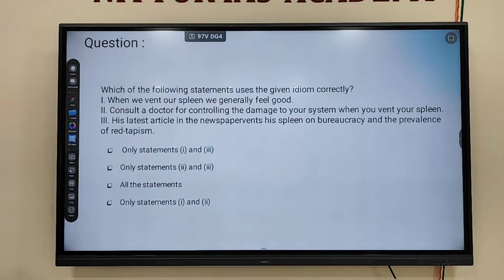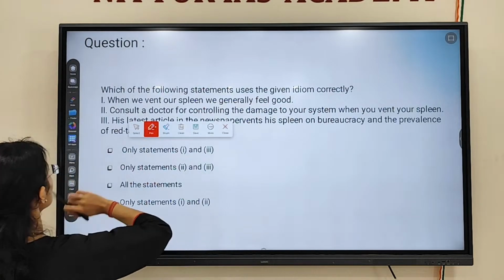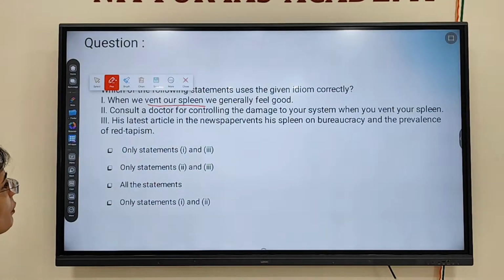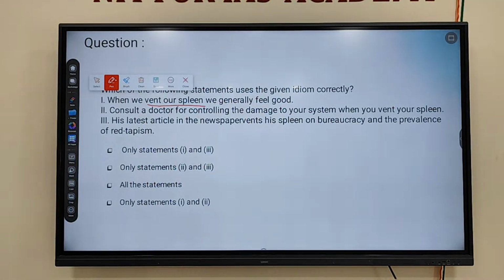Next one. Which of the following sentences use the idiom correctly? When we vent our spleen. Vent our spleen. Please see the meaning of the idiom. What does it mean? When we vent our spleen, we generally feel good. Vent our spleen: to express your anger or frustration.